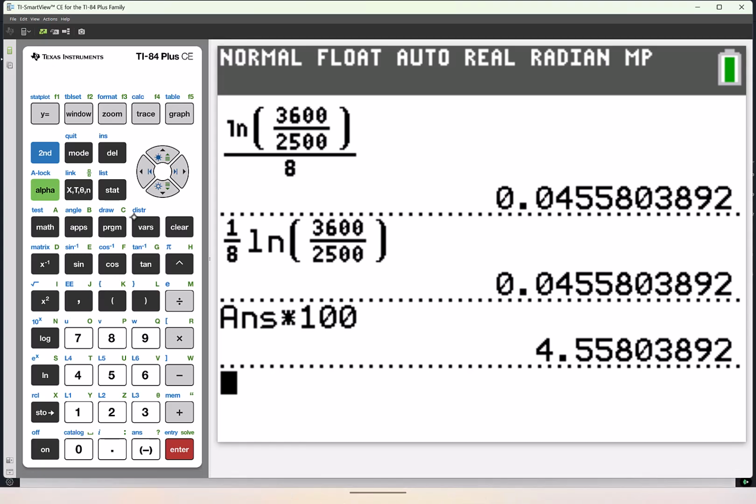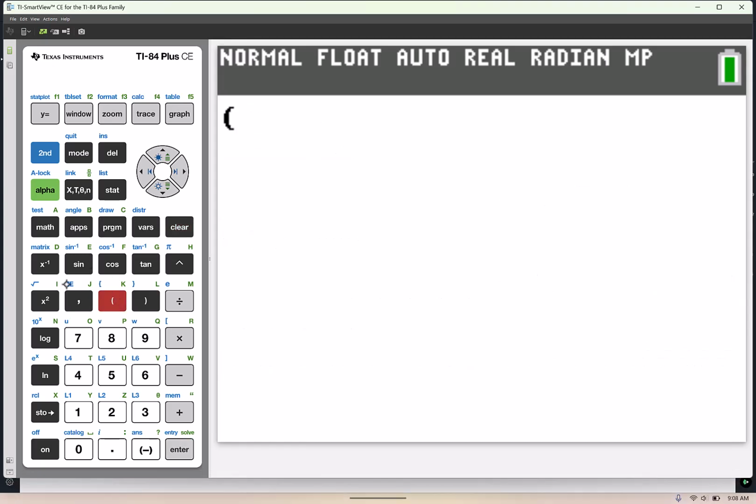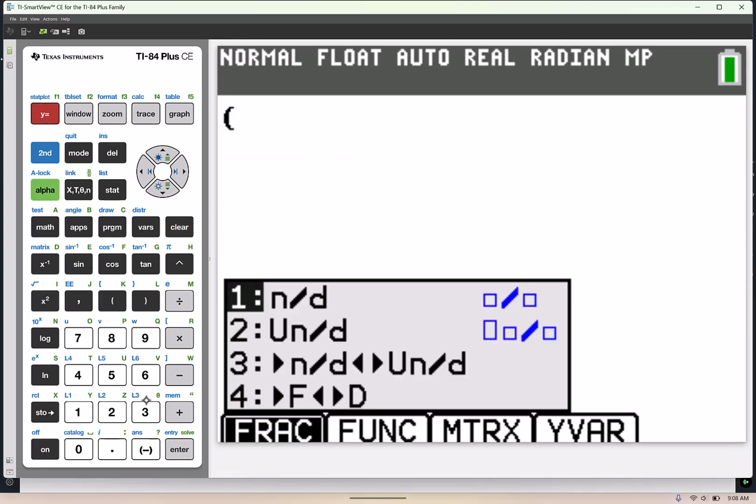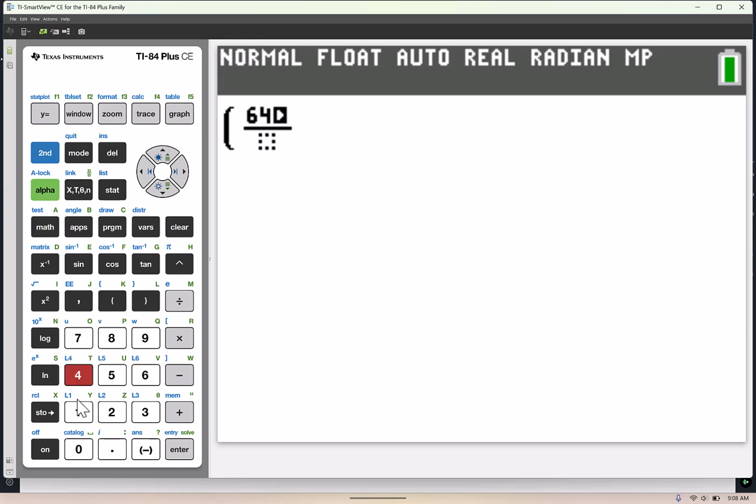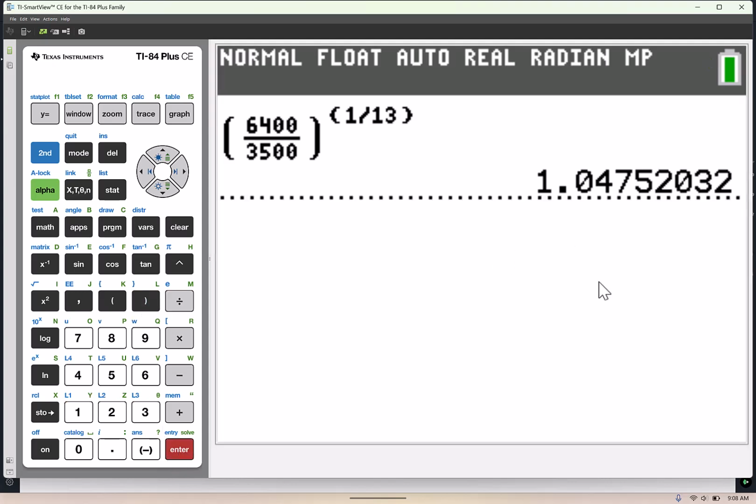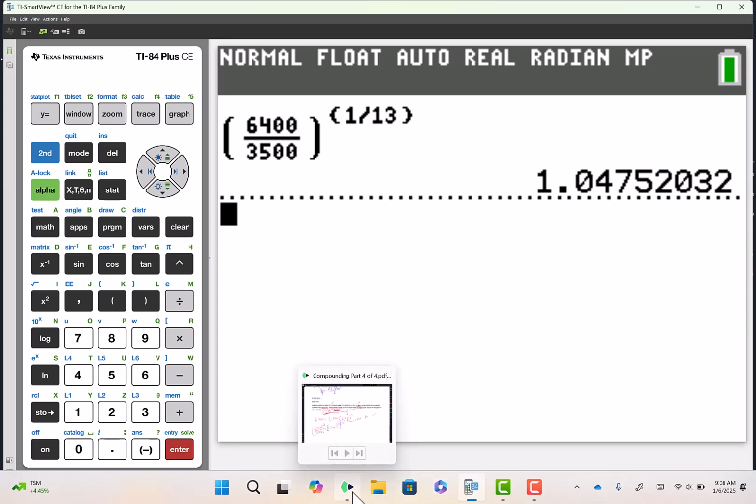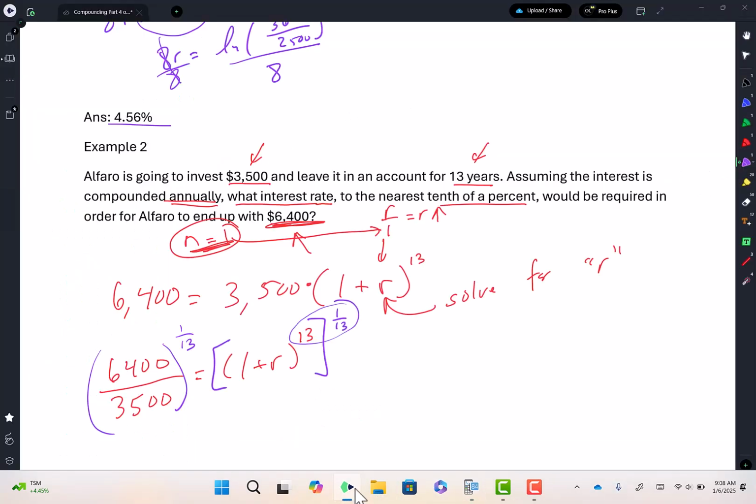I'm going to open a parenthesis, put the fraction, and type in 6,400 over 3,500, and then raise it to the power 1 over 13. And bam, there it is. That's not my answer yet. 1.0475.